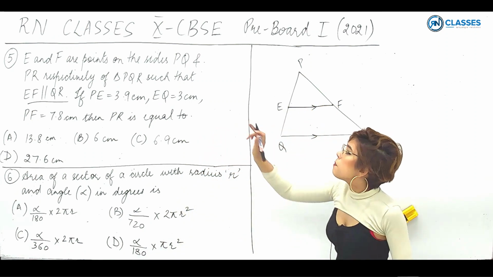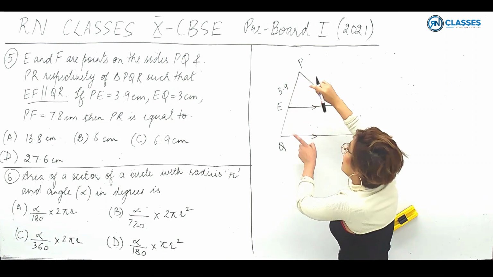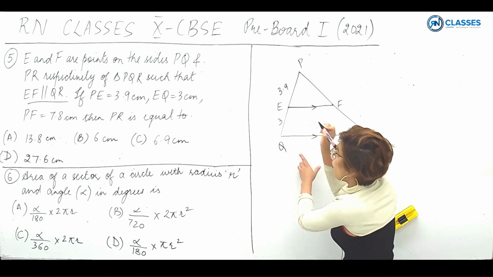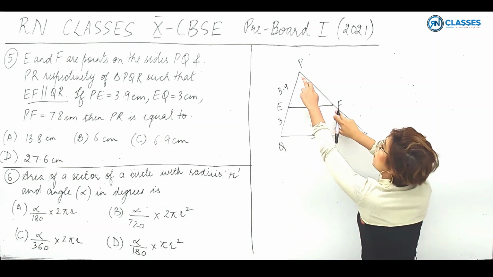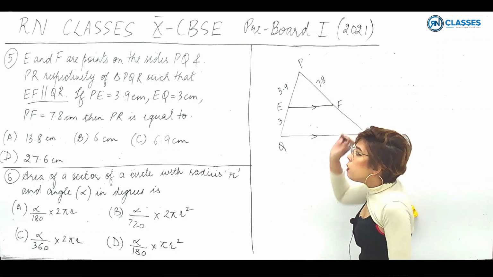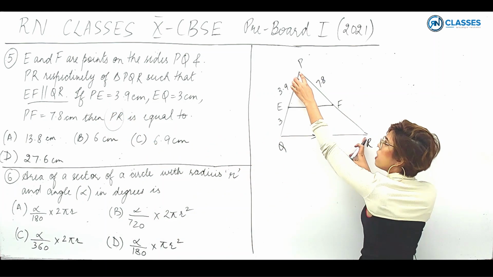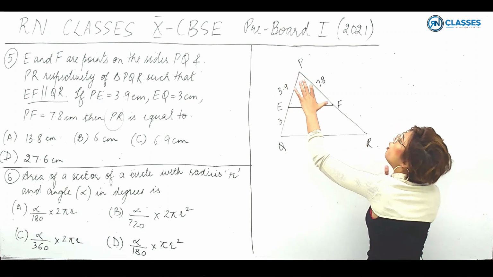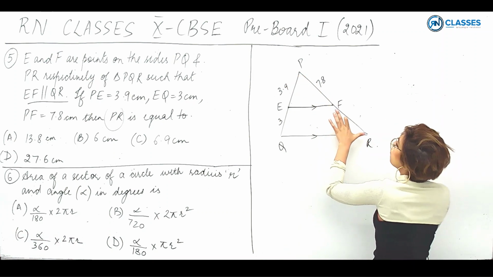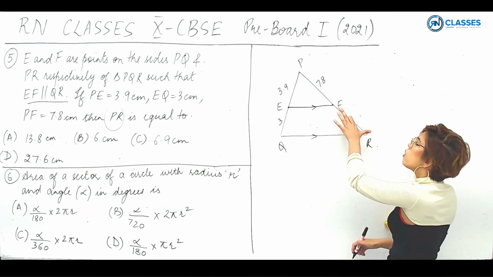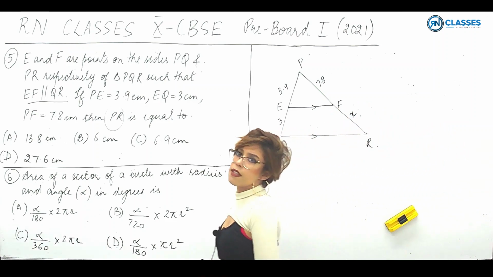Now he says PE is 3.9, so this is 3.9, this length. And PQ is 3, so this length is 3. Obviously, I have not made the diagram according to the dimensions given. PF is 7.8. You need to find the value of PR, the entire length. Out of the entire length, you already know this portion, which is PF. If you want to find the entire length, you need to find the length FR. So let me consider this length X.